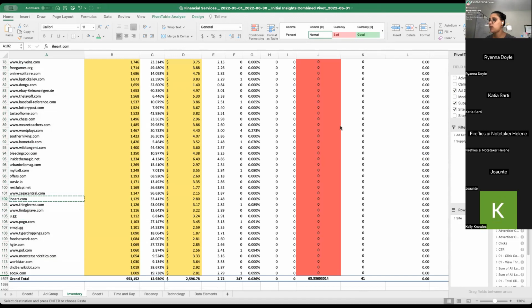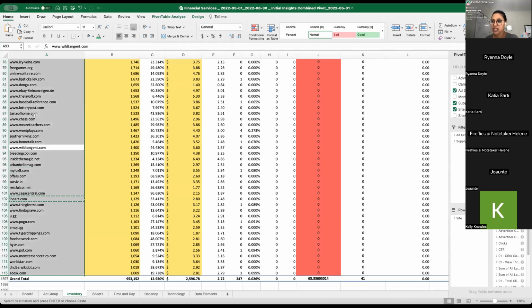Yep, it's only sharing. Okay, so I did look up the website and it looks like it's iHeart Radio, iHeart Media. Yeah, it's live radio, so it's streaming audio, I guess. So you want to look at some of these sites and ask, okay, is there a trend? Like Southern Living, We Are Teachers, Chess.com, Taste of Home, all of those.